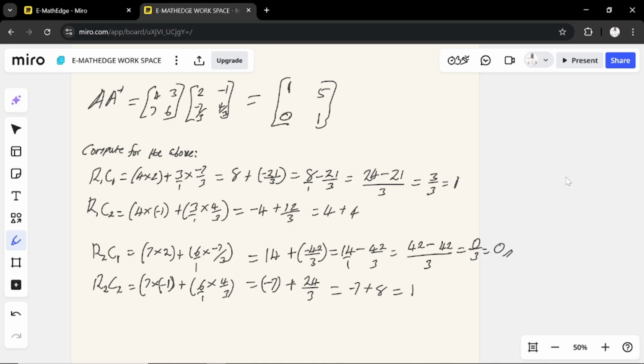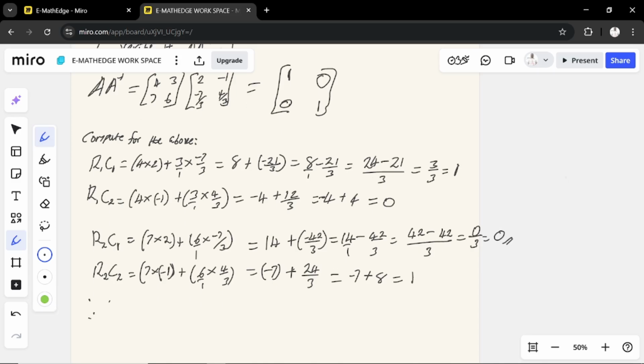Mind you, this is -4, right? -4 plus 12 all over 3, which is going to give us +4, such that -4 plus 4 is going to give us 0. So that's to say the element in the first row, second column is as well 0.